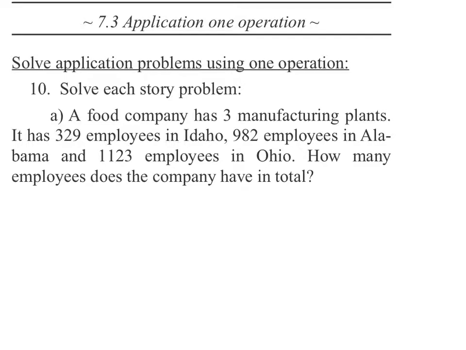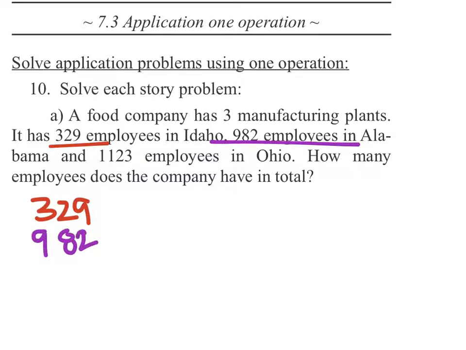Alright, now some applications. A food company has 3 manufacturing plants. It has 329 employees in Idaho, 982 employees in Alabama, and 1,123 employees in Ohio. How many employees does the company have in total? So we're going to start with Idaho, which has 329. We have Alabama employees at 982. And then the Ohio plant with 1,123. Now, since we're figuring out how many employees total it has, we're just going to add these together.